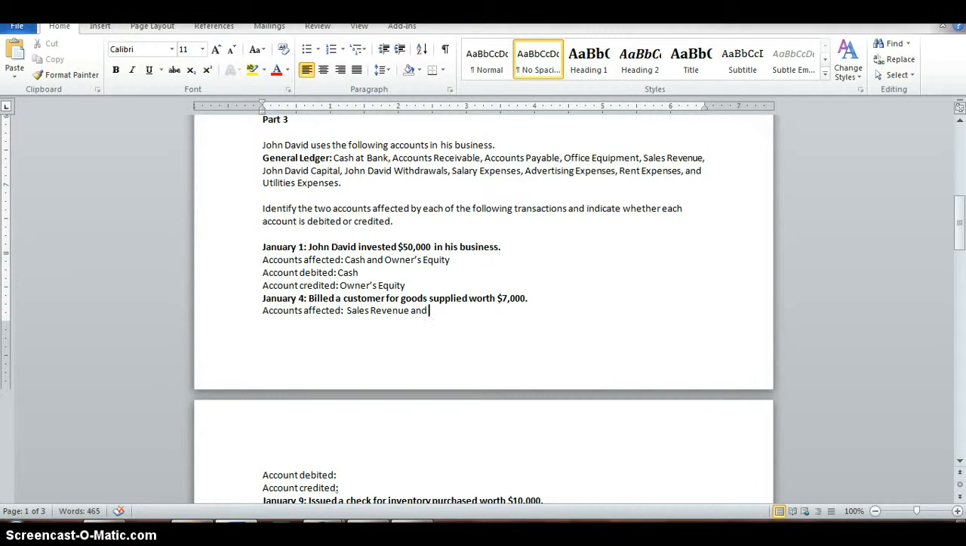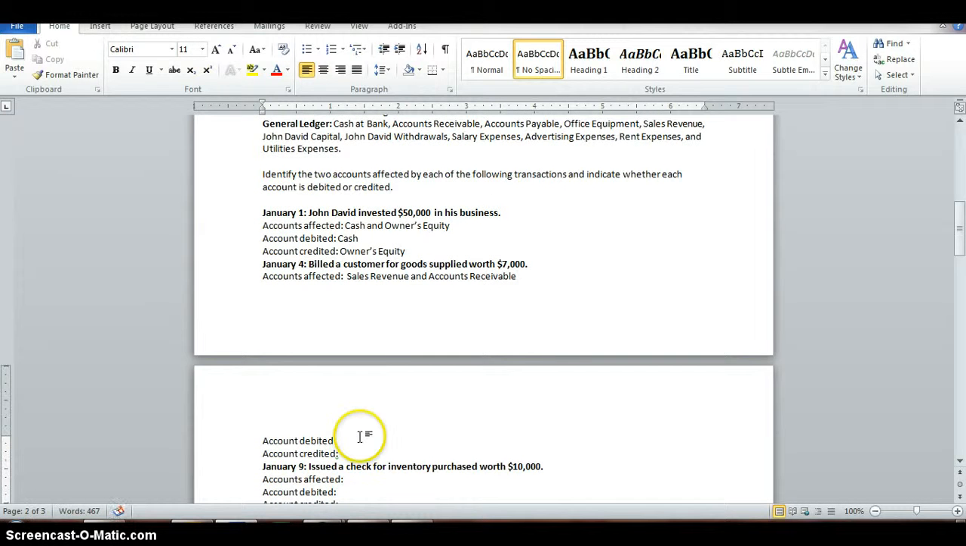And if we're billing them, it says they're not paying us cash, we're billing them, which means they're going to pay at a later date. So that's going to affect our accounts receivable. Okay? And in this case, the accounts that are going to be debited are accounts receivable.